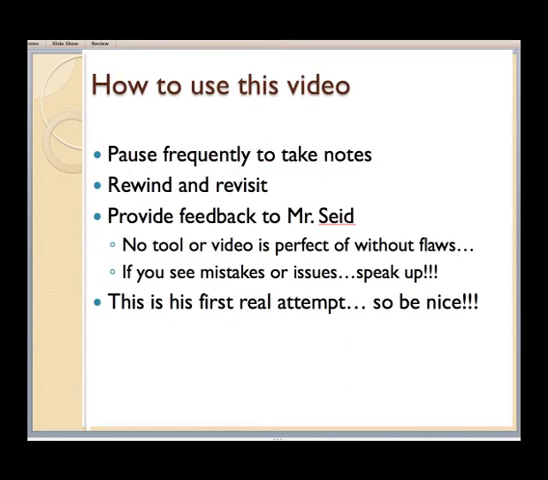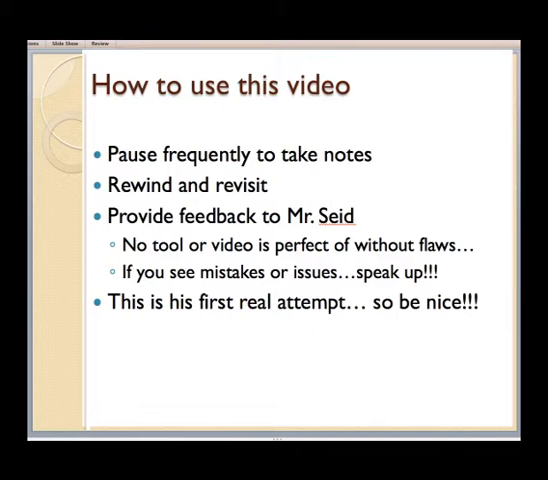A good way to use this video. First of all, you're going to have to pause and go back and forth depending on concepts you grasp and concepts you have difficulty with. Please use this video as a resource. Rewind it, revisit it, come back often. For those of you who have Mr. Side, give him feedback when you see him.